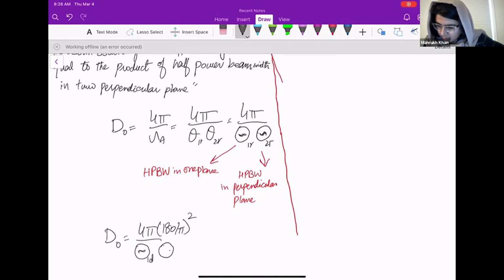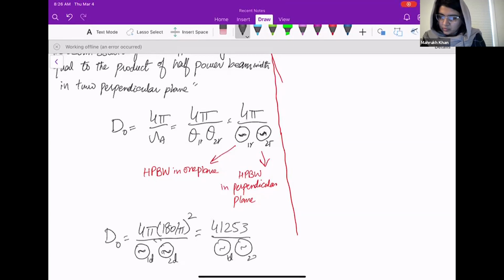1D and 2D. Okay. So this is your maximum directivity. This is the first approximation. Okay. Sounds good. So when you multiply this, it will come as 41,253 by 1D, 2D, right?